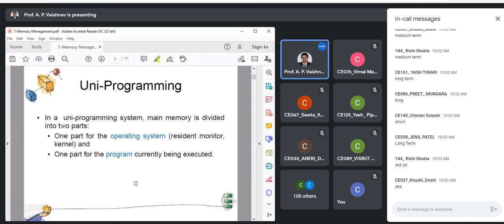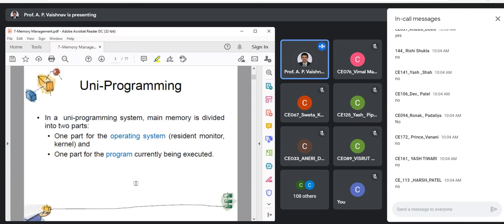Okay. So we have seen the example of a uni-programming system. Uni-programming means you have one process present, while multi-programming means you can support multiple processes residing in main memory at the same time. But does multi-programming mean that you can dispatch multiple processes for execution?